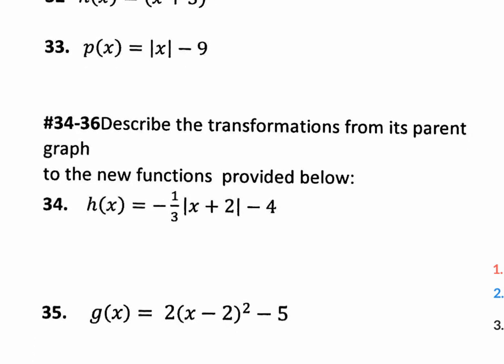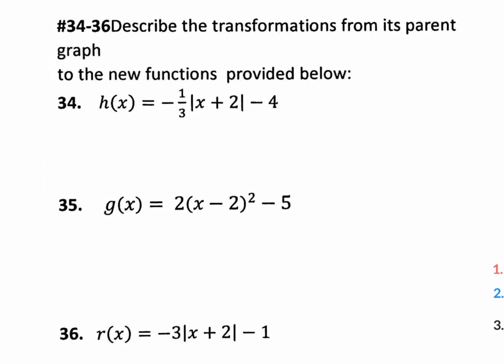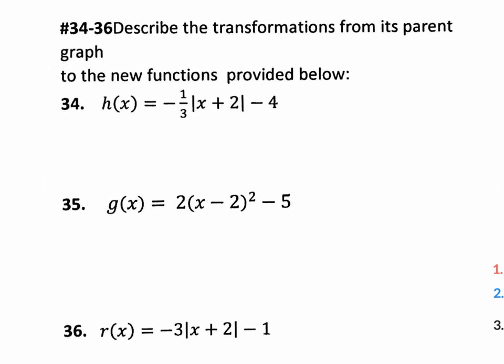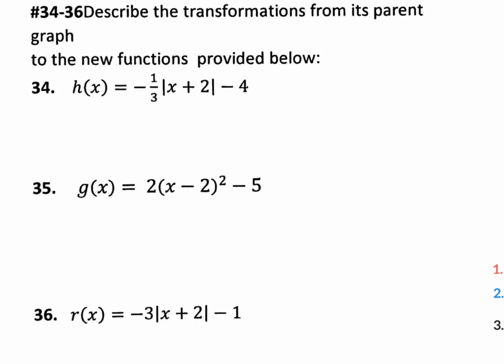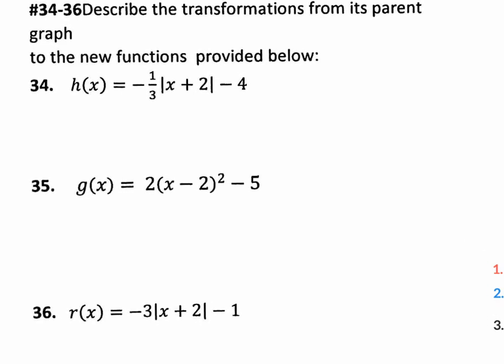Let's jump to 34 through 36. This is a final piece on this page 3, the front side. 34. What would be the first transformation? Now check this out.